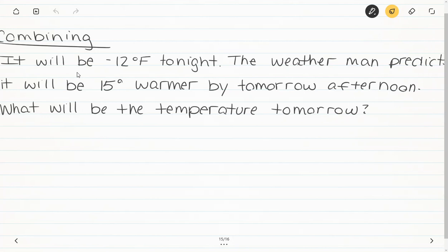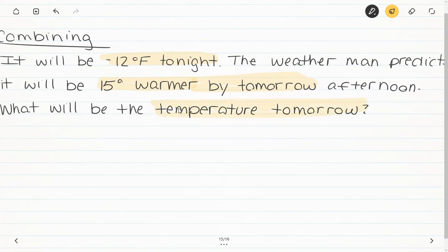So it says it will be -12 degrees Fahrenheit tonight, and the weatherman predicts that it will be 15 degrees warmer by tomorrow afternoon. What will be the temperature tomorrow? So I know that it's -12 degrees tonight, and the weatherman's predicting it will be 15 degrees warmer for tomorrow. And it wants to know the temperature tomorrow.